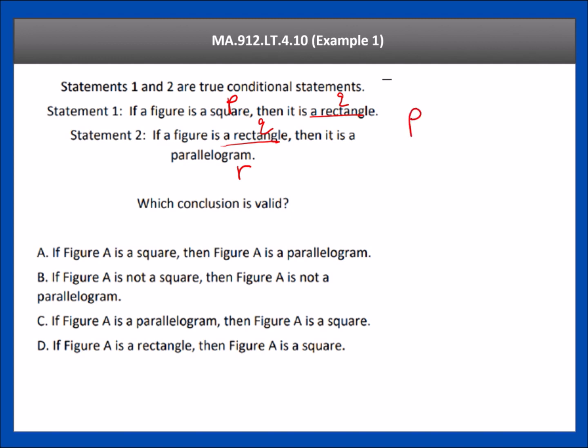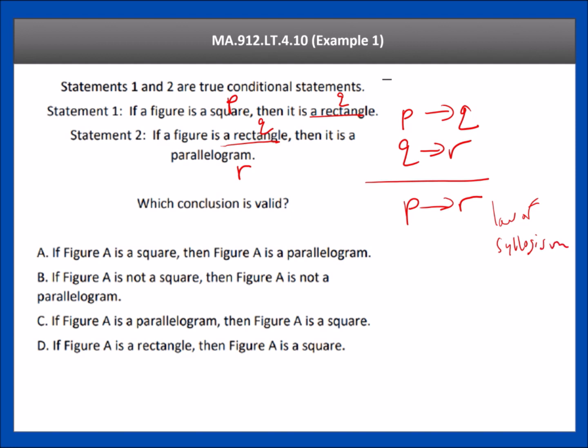This is saying P implies Q, and then statement 2 is Q implies R. Well, if P implies Q and Q implies R, that means that P must imply R. All right, and that is known as the law of syllogism. This is the law of syllogism.